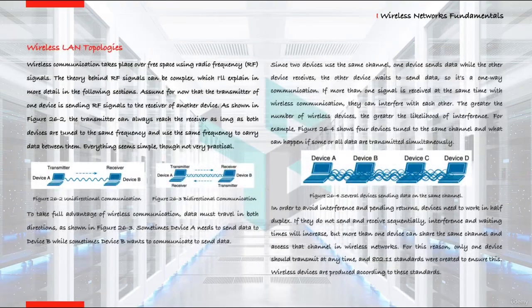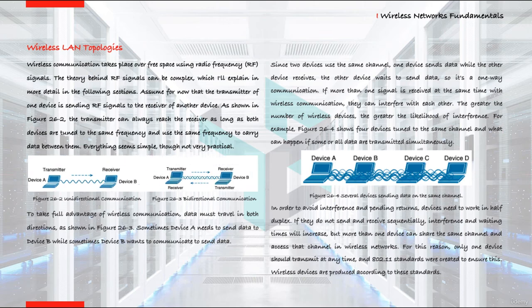Let's talk a little about wireless LAN topologies on this page. We have said that wireless communication is carried out over free space using radio frequency signals. The theory behind radio frequency signals may be complicated, but I will tell you in more detail in the following sections. For now, suppose the transmitter of one device sends RF signals to the receiver of another device. A device here sends radio frequency signals to a device here, but there is only one-way communication here.